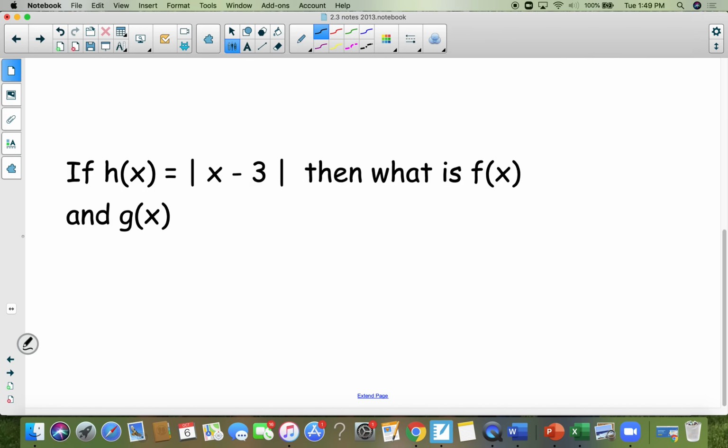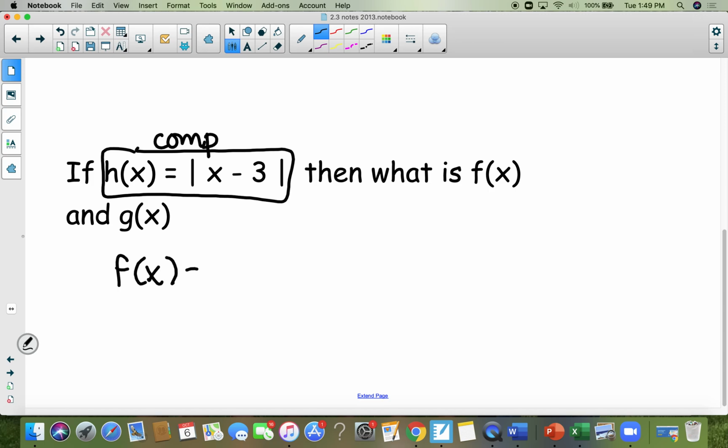Yep, here's another one. If h of x, this is the composition, you guys, then what is f of x and g of x? What could f of x equal? And what could g of x equal? F of x could equal the absolute value of x. Yep. G of x could equal x minus 30. Very good. You've never done this before. You've never gone backwards, you've always just gone one way. I think you guys get it. You guys want another one, or you guys get it? And just check it to see if it makes sense. Do f of g of x or g of f of x.